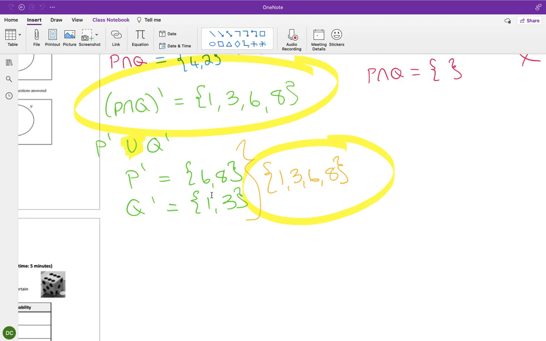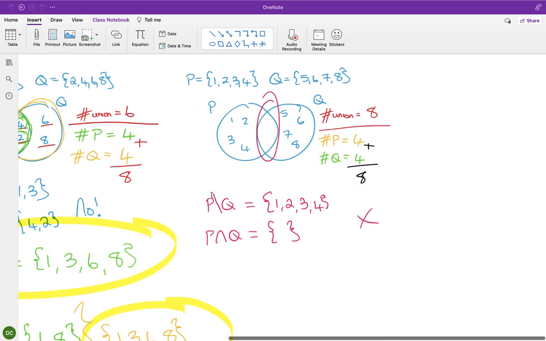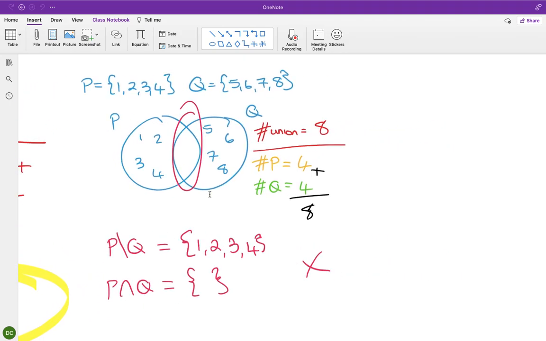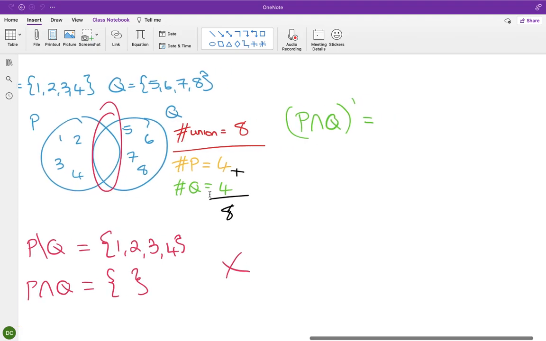Do you want to try it with the other one? Let's see if it works. May as well. So, what was the first one? P intersection Q complement. Equals? Everything outside the intersection. Yes. 1, 2, 3, 4, 5, 6, 7, 8.